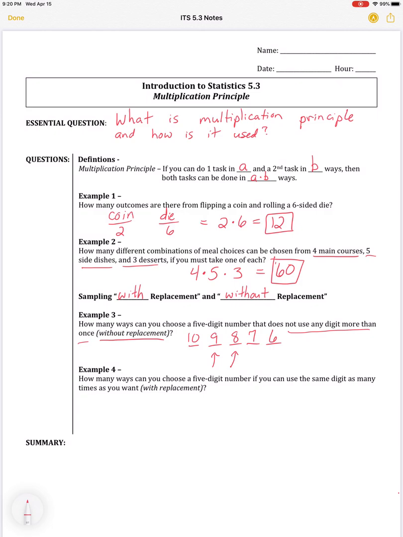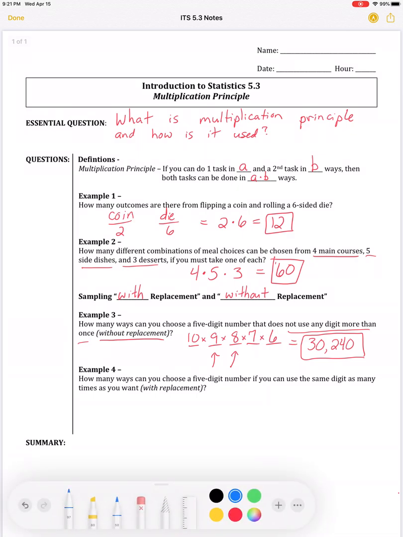So to find out how many possible combinations there are for a 5-digit number, it's 10 times 9 times 8 times 7 times 6. So if you do all this, you'd end up with 30,240 possible 5-digit numbers.